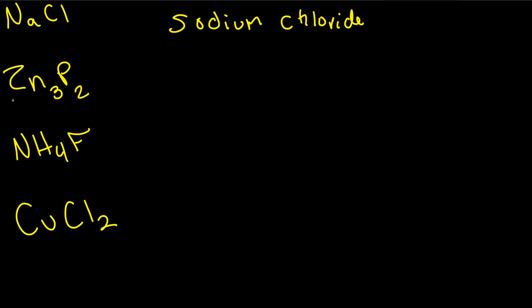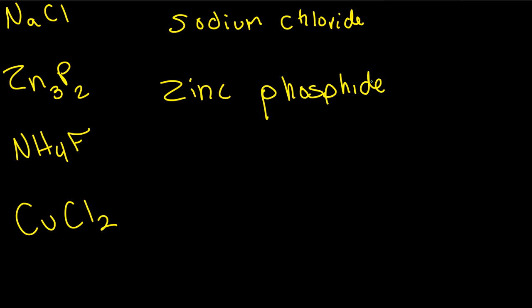Next example, Zn3P2. Zn is zinc. Now that is a transition metal, but it only has one ionic form, so I don't have to name a charge on that one because it's understood to be a +2 charge. P is phosphorus, so I change phosphorus to phosphide. So that answer is zinc phosphide.